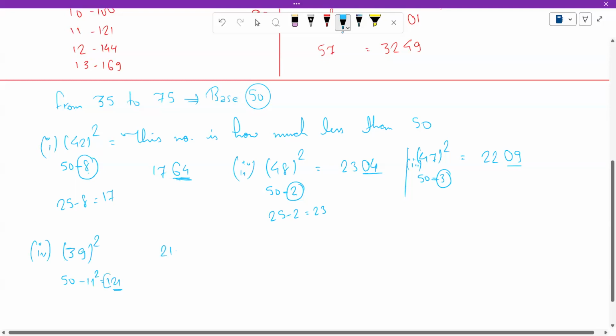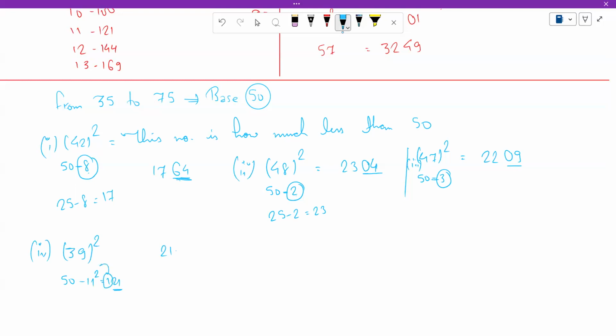And this one, the 1, will carry over. Now since it is 11 less than 50, what I'll do is subtract 11 from 25. So it is basically 14. And this carry will come here, so it will be 1521. Understood what I did now?